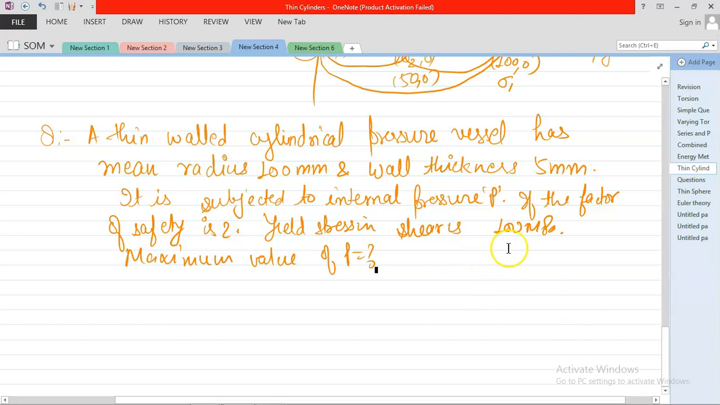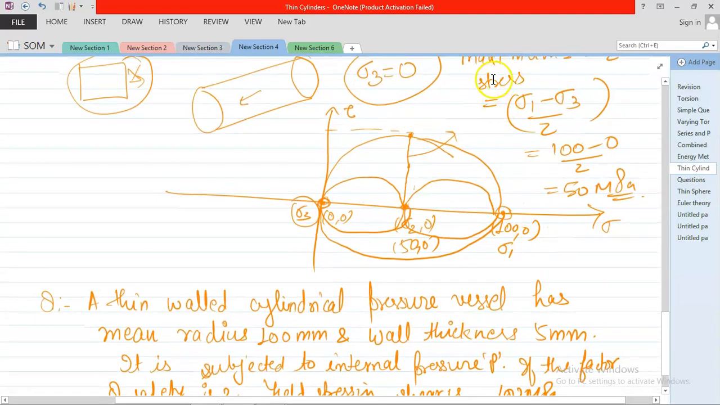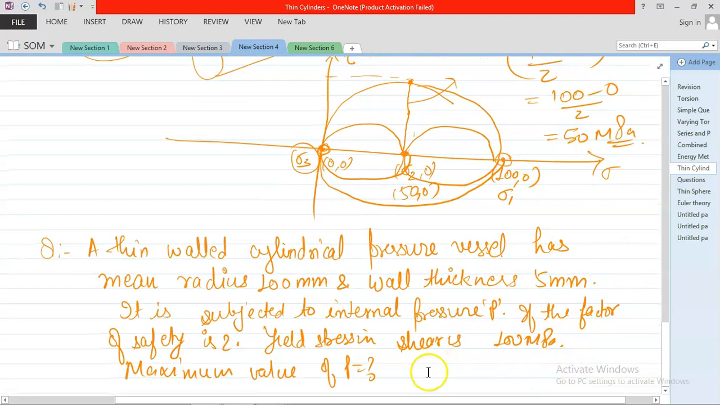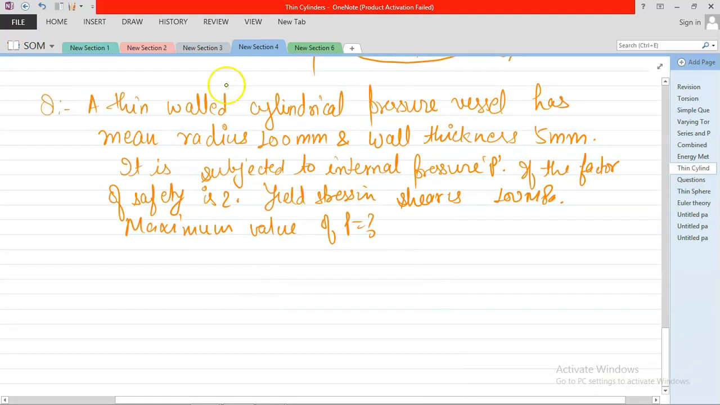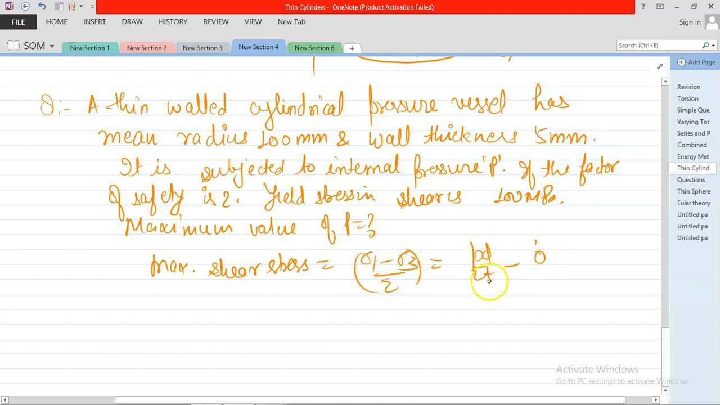Just use the concept that I discussed here. What is the maximum shear stress? That is sigma 1 minus sigma 3 by 2, and you know sigma 1 is PD by 2T, sigma 3 is 0. So as I discussed earlier, maximum shear stress is PD by 2T minus 0 divided by 2, that is PD by 4T, and it is given your yield stress in shear is 100 megapascal, and also your factor of safety is 2.